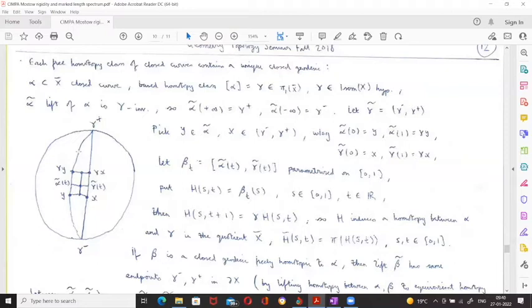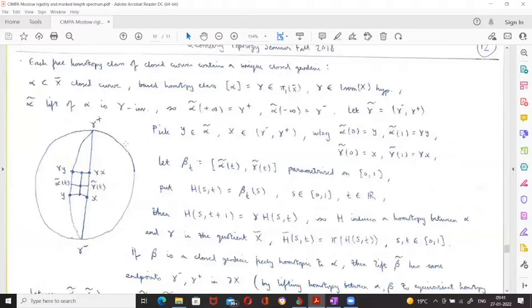But we know that under iteration of gamma, everything converges to the attracting fixed point in positive time, and it converges to the repelling fixed point in negative time. So this curve alpha tilde, this bi-infinite curve, will converge to gamma plus in positive time, and it will converge to gamma minus in negative time. Okay, so it will join gamma plus to gamma minus.